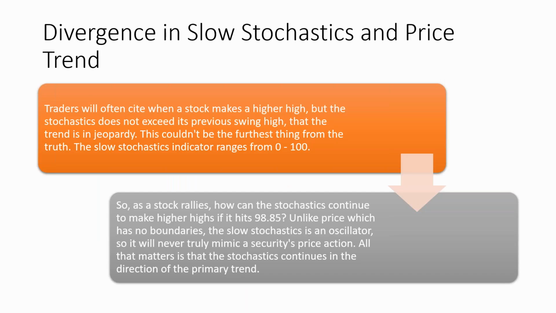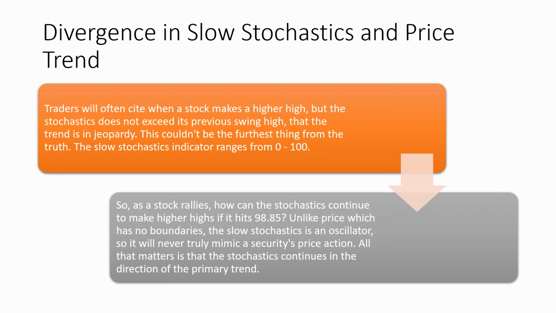Now, traders will often cite when a stock makes higher highs but the stochastics does not exceed its previous swing high, that the trend is in jeopardy. This couldn't be further from the truth. The slow stochastic indicator ranges from 0 to 100.